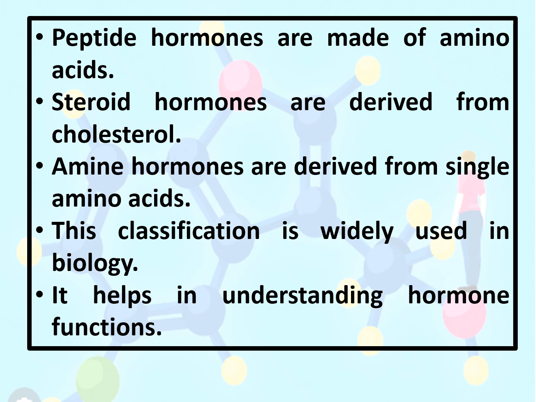As we all know, we have amino acids. They are written by their abbreviated forms, and amino acids are the building blocks of proteins. Peptides are nothing but short protein segments, and so the peptide hormones are made up of amino acids. Next category is steroid hormones.